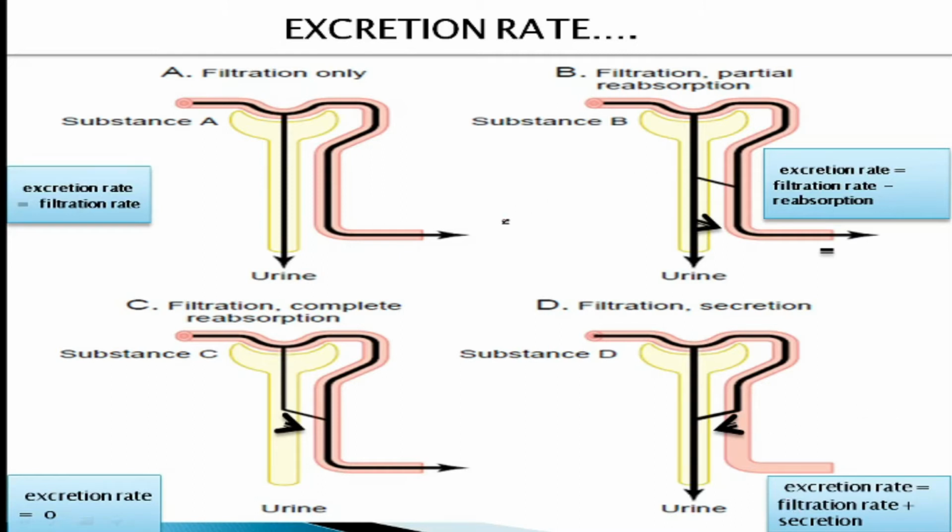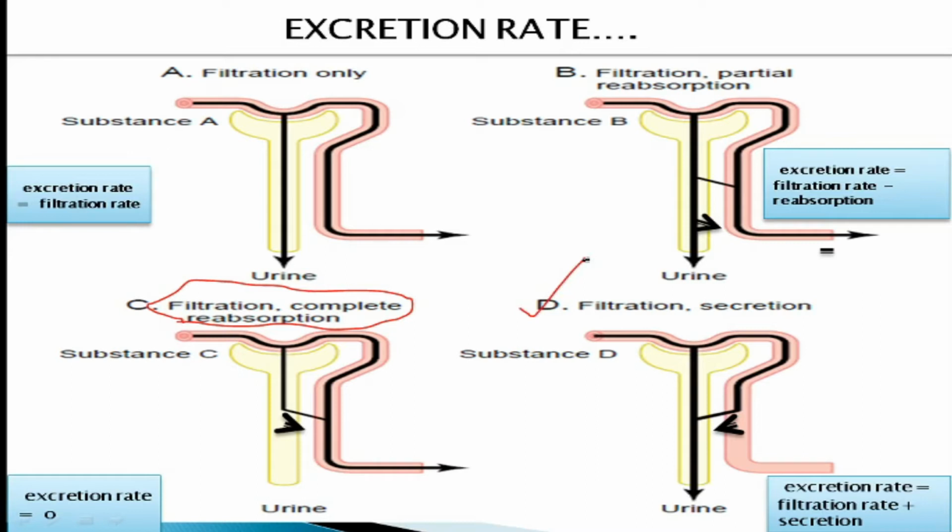Then C refers to the substance where filtration occurs along with complete reabsorption. In that case, the substance will not appear in the urine, and the excretion rate of such a substance will be 0. And finally, for a substance which is filtered and also secreted, the excretion rate will be the filtration rate plus the secretion rate.